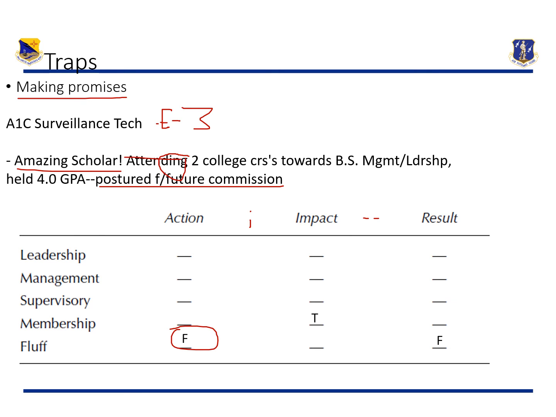Attending is not used in bullet writing. We use past tense. We never use future or present tense. And "Amazing Scholar" isn't really telling us anything that isn't already being told by the data of his or her GPA. Last but not least, I like to say that this impact falls more on the tactical level, because 2 college courses is, for an A1C, it's not bad.